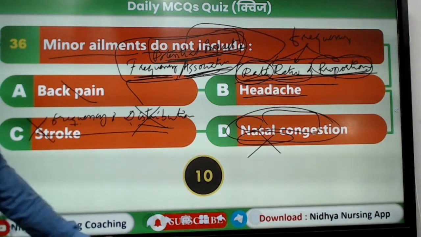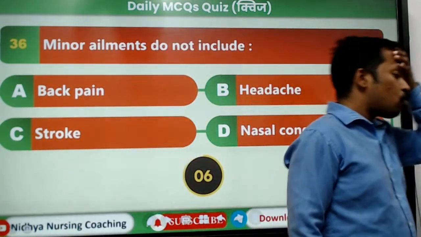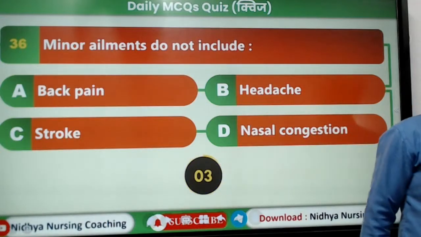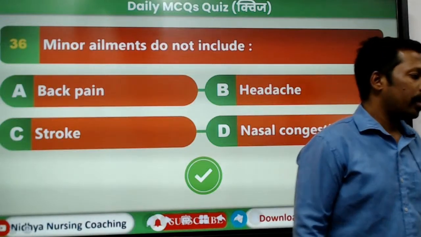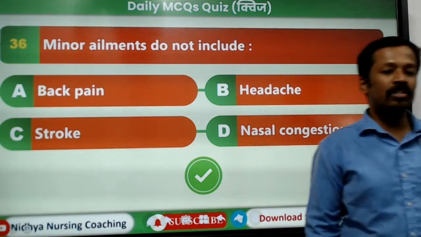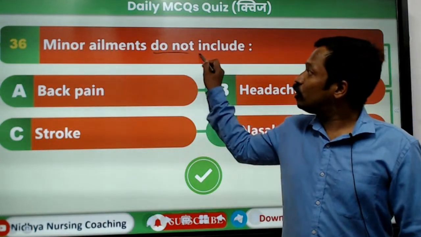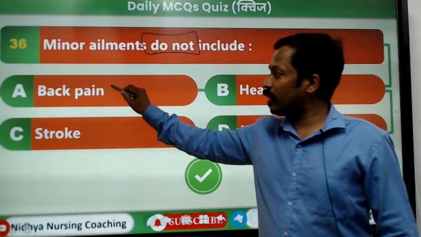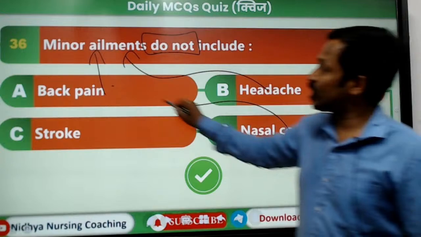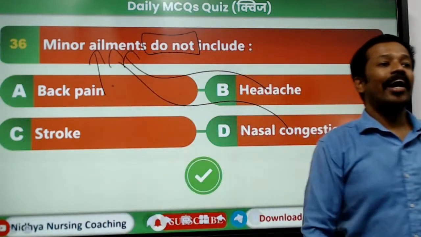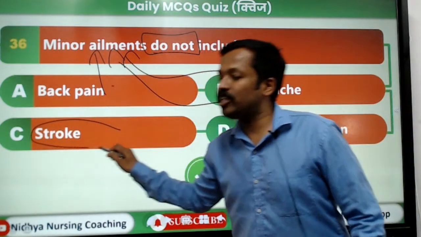Okay, fine. Minor ailments. Which are the minor ailments? Back pain. Is it a minor ailment? Yes. Headache. Is it a minor ailment? Yes. Nasal congestion. Yes. Diarrhea. Yes. So do not include back pain, headache, nasal congestion, they are minor ailments. Which is not a minor ailment? Stroke is a major one.